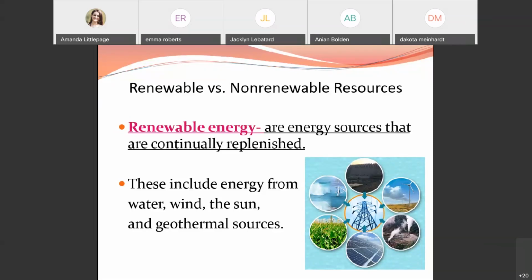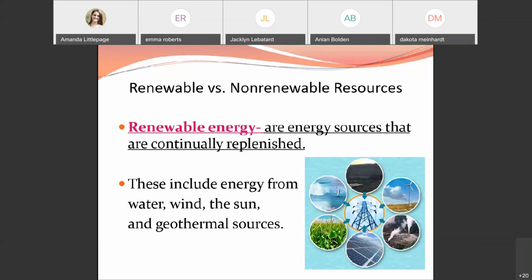And typically renewable energy sources are also more eco-friendly, not always, right? It depends on the mechanism of the machine or equipment that's being used. But in general, they're good because they can be renewed. They can be replenished. We can reuse them again.